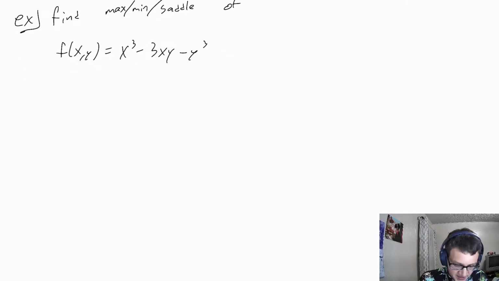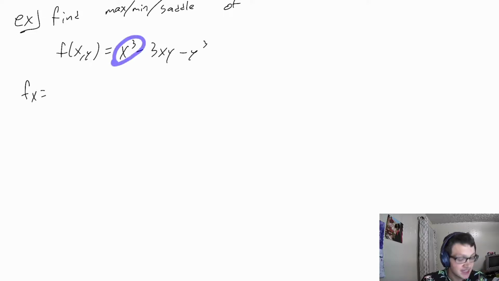So for example, let's say we wanted to find the maximum, minimums, or saddle points of this function here. F of x comma y equals x cubed minus 3xy minus y squared. Step 1 is we need to find the first partial derivatives. F sub x. When we're taking first partial derivatives, one way you can think about it is if we're taking the partial derivative with respect to x, we're going term by term, and if we see an x, we apply our standard power rule to that, and if we don't, we send it to 0. So here's what I mean.